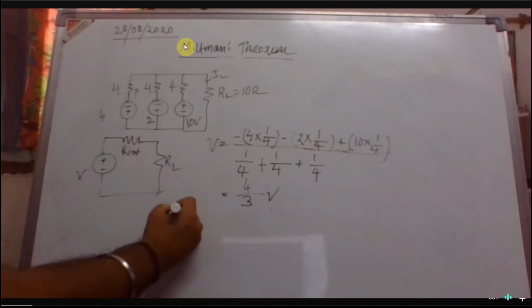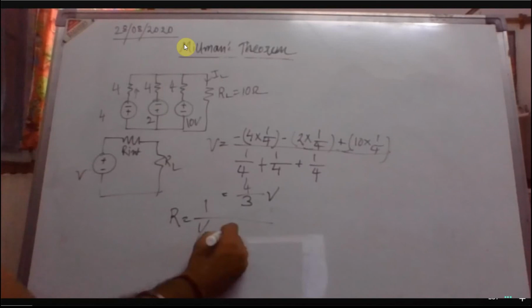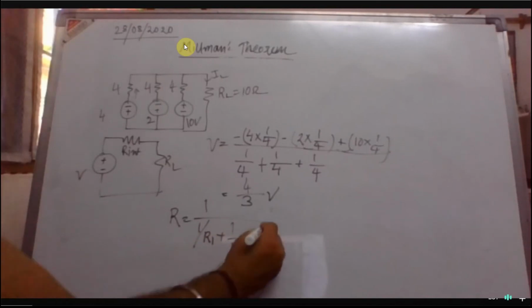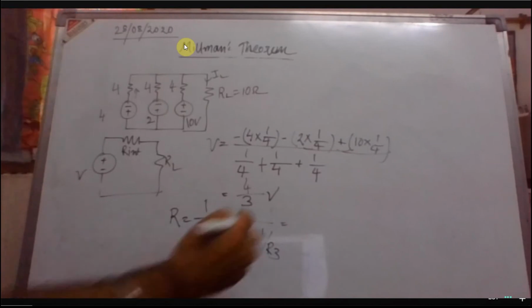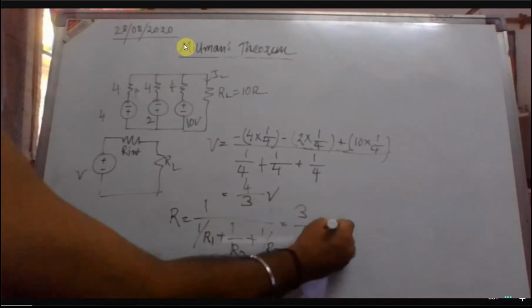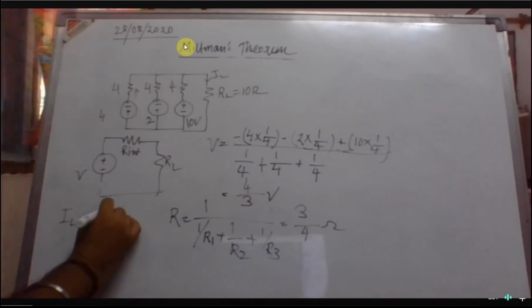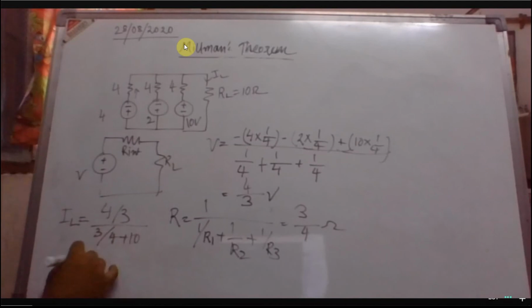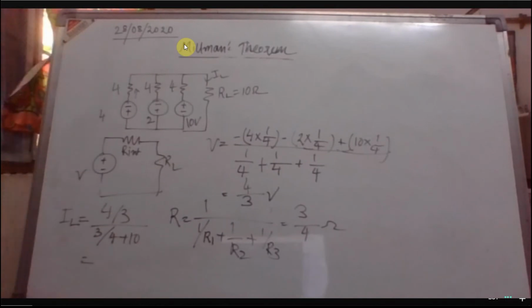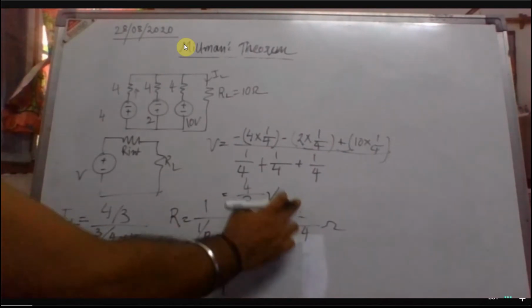अच्छा, what is the equivalent resistance R? It will be equals to 1 divided by 1 plus R1 plus 1 plus R2 plus 1 plus R3. What will be the value? 3/4. So that means your IL will be equals to V is 4/3 divided by 3/4 plus 10. निकालो कितना आता है. ये 3/4 आएगा, ठीक है. तो 4/3. 4/3 सर. 4/3 आएगा.